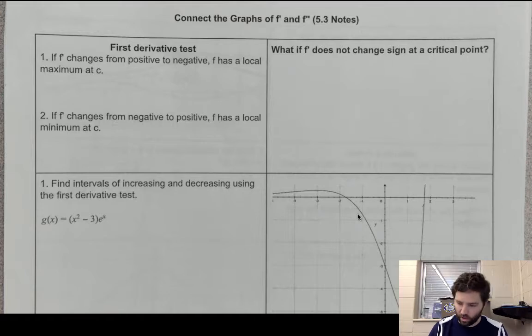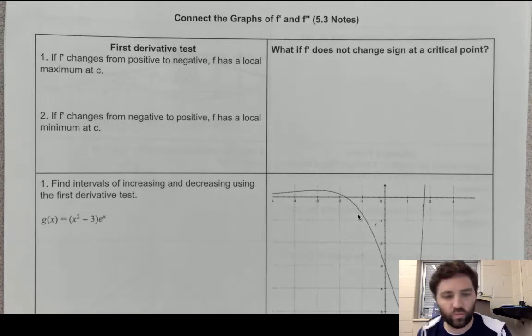So first thing we're going to talk about is called the first derivative test. Now, we've been using the first derivative test for a while. As I mentioned, Chapter 5 is a lot of formalizing things that we've already kind of been able to intuit. So it says this: if f prime changes from positive to negative, f has a local maximum at c. What does c mean? Well, I'll show you.